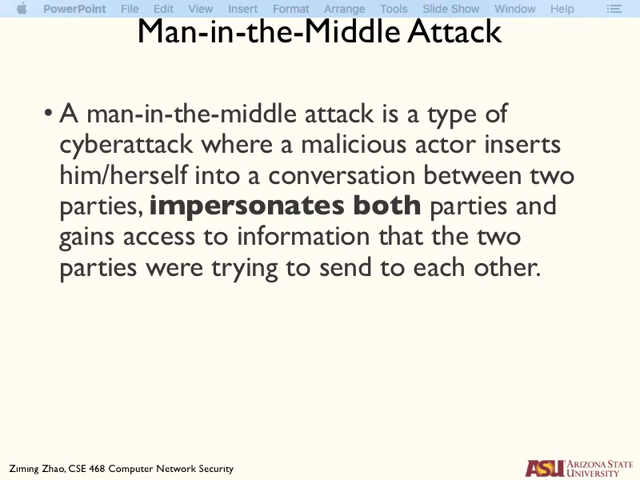And another type of attack is called man-in-the-middle attack. So in man-in-the-middle attack, an attacker will insert him or herself into a conversation between two parties. And it will impersonate both of them. So let's say process A is talking with process C, and there is a malicious process B in the middle. He's trying to pretend it is process C to talk with process A. At the same time, it pretends to be process A to talk with process C. So the purpose of this is the man in the middle can hijack all the communications and can gain access to all the data which is transferred.